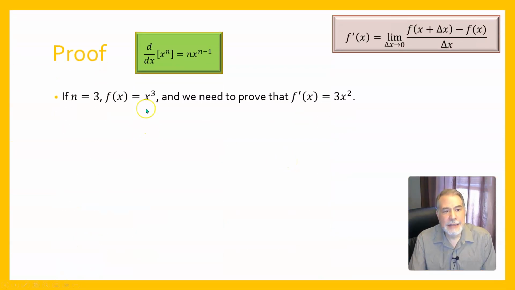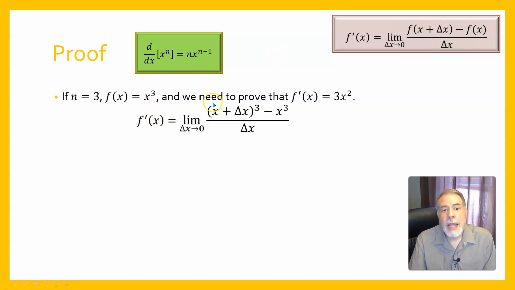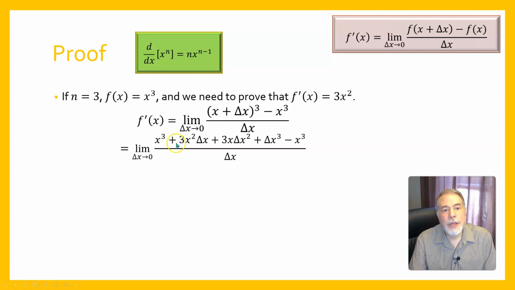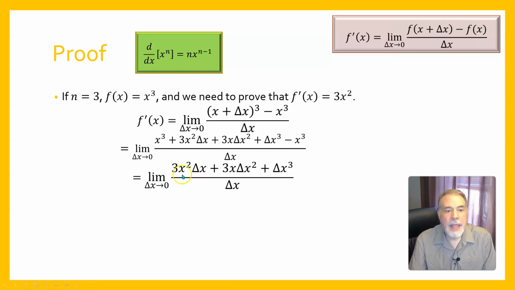What about if f of x is x cubed? What if the power is the third power? Then the derivative would be x plus delta x cubed minus x cubed over delta x, and then the limit of that as delta x approaches 0. And if you take x plus delta x cubed and multiply that out, you get x cubed plus 3 times x squared times delta x plus 3 times x times delta x squared plus delta x cubed. And then we still have minus x cubed. So this x cubed minus this x cubed cancel each other out. And here's what's left.